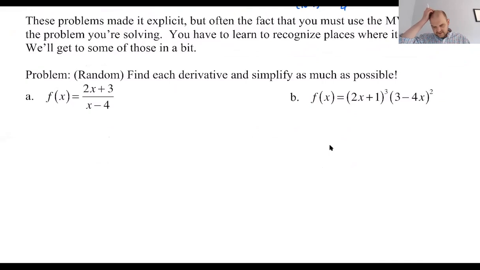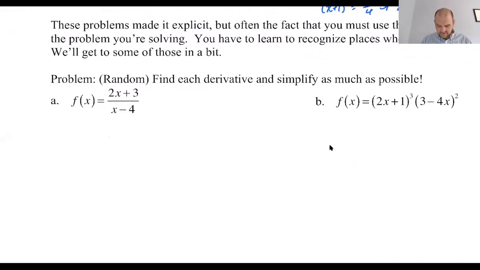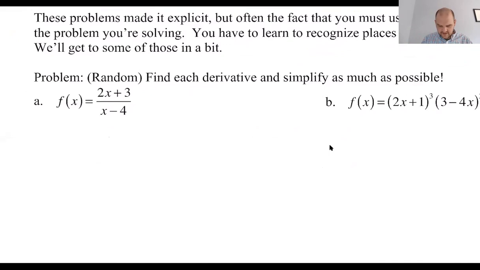Find each derivative and simplify as much as possible. You know what you could do here if you really want to make this an easier problem? I'm going to do this one 2 ways. So one way is I'm going to do +8 minus 8. Why am I doing that? Let's see. 2x plus 3, +8 minus 8. Minus 8 over x minus 4. Okay, and then this I can rearrange.